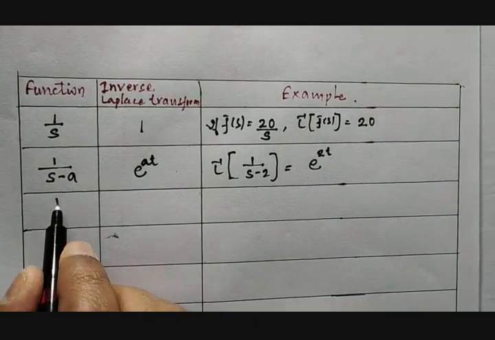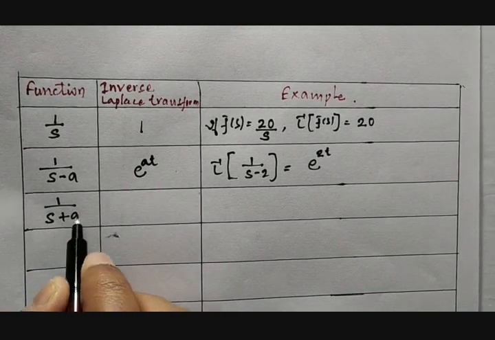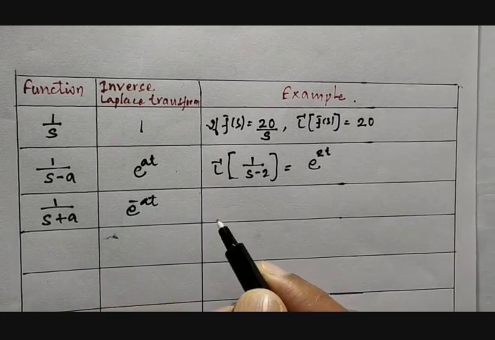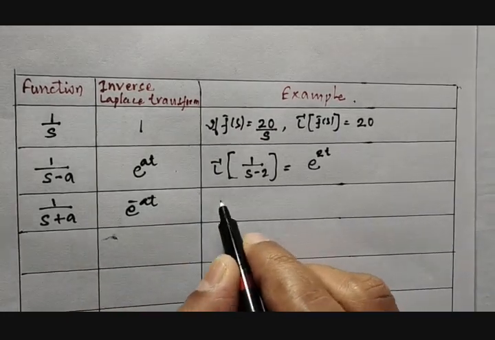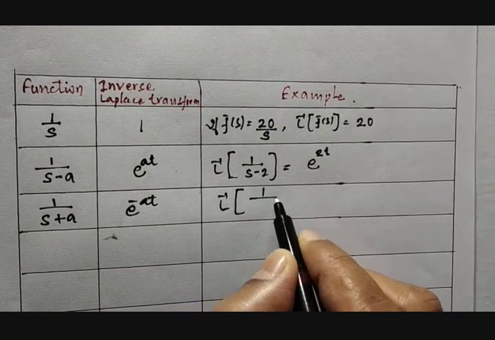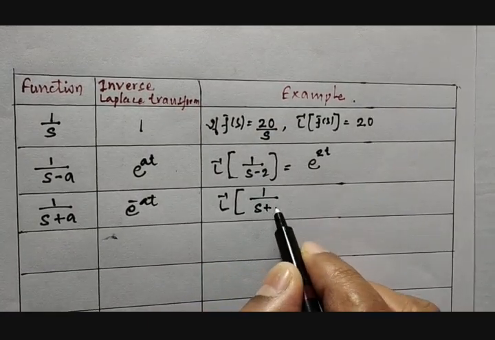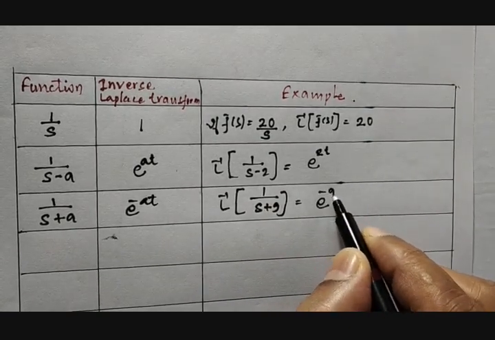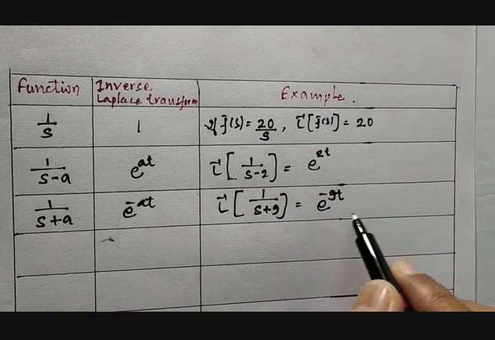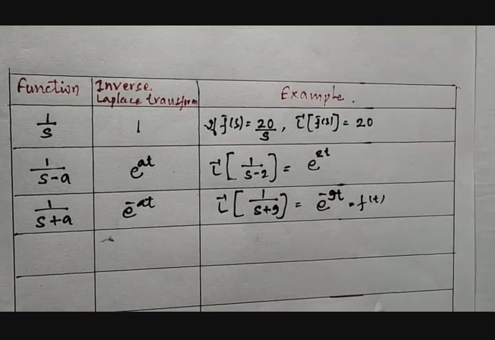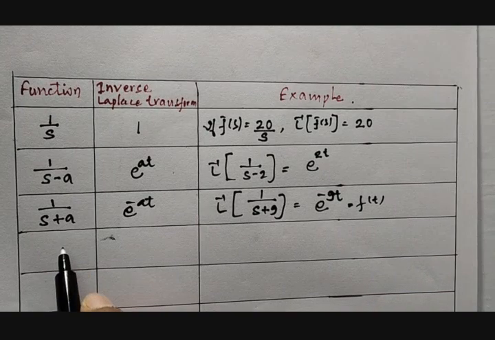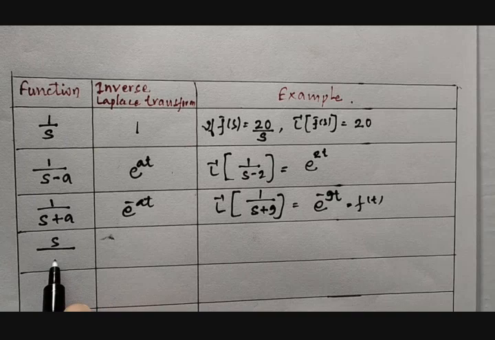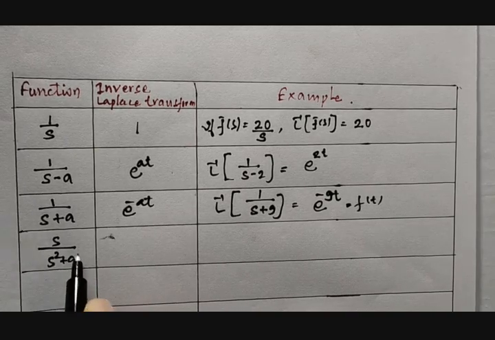Fine. Next, we will be taking one more: 1 divided by s plus a. Then this is equal to e raised to minus at. That is the inverse Laplace transformation. For example, if you want to calculate the inverse Laplace transformation of 1 divided by s plus 9, it will be e raised to minus 9t. So this is called f of t. Fine. Then we will be taking the next one, s divided by s square plus a square.